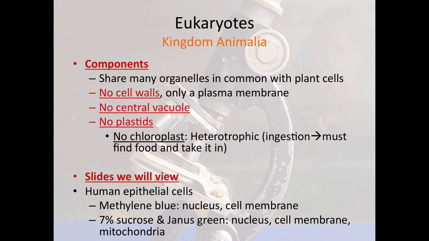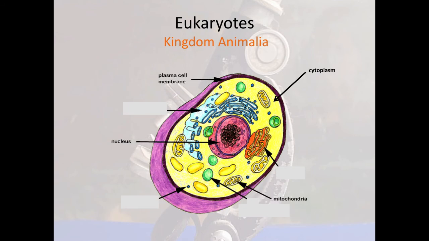Okay? Slides that we can view today from the eukaryotic kingdom include some cheek cells. From the diagram, you can see that the cell here, this animal cell, does have a nucleus bound by membrane. There is an outer membrane around the cell. There's cytoplasm within that membrane that contains different types of organelles.